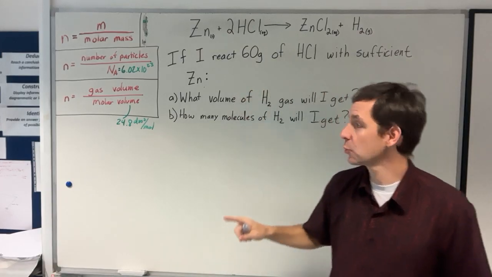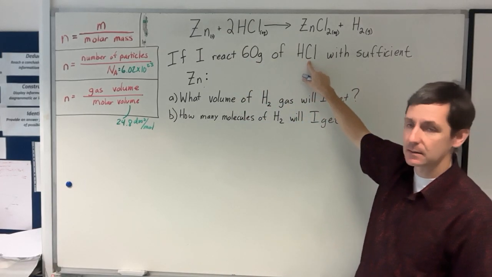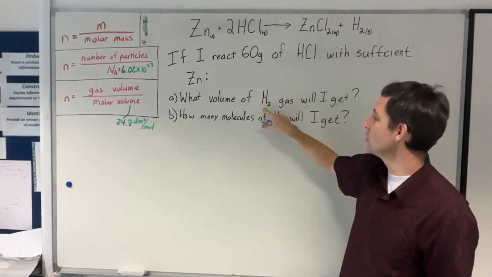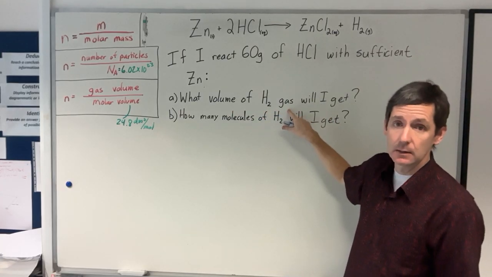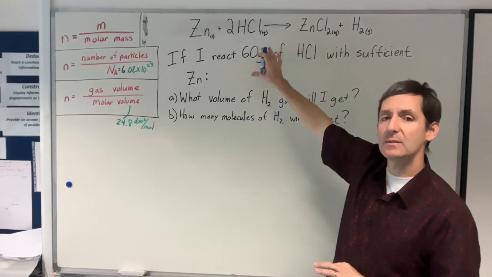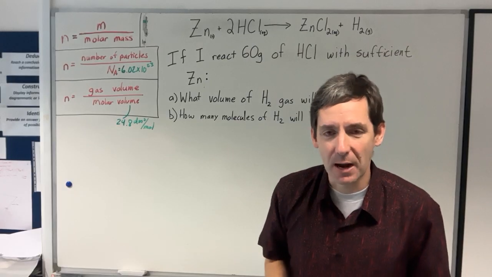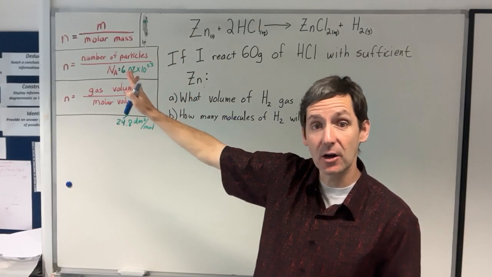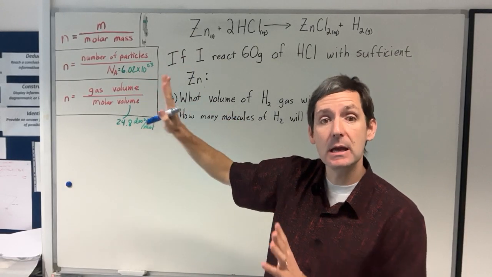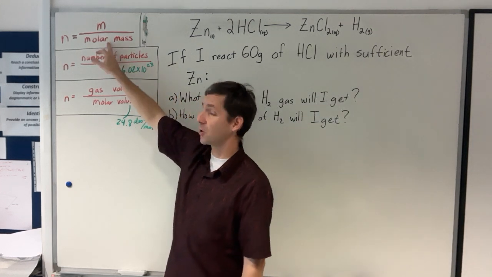So what we're going to do is we're going to say, okay, I'm starting with 60 grams of hydrochloric acid. I'm trying to find the volume of hydrogen gas. Now, regardless of what this question is, if they give me grams to start with, the first thing I'm going to have to do is turn that into moles. All right, so I'm going to find the equation over here that connects grams and moles. Okay, so if you'll look, that would be this first one.